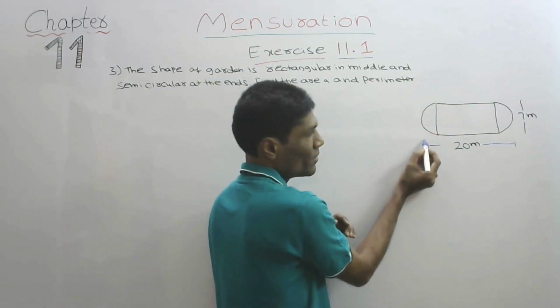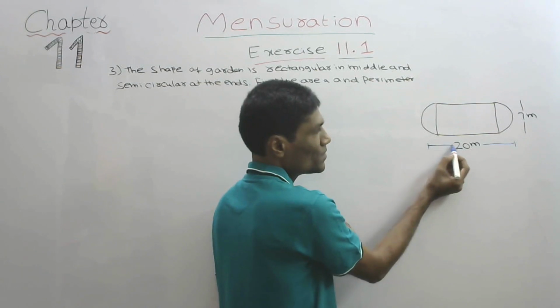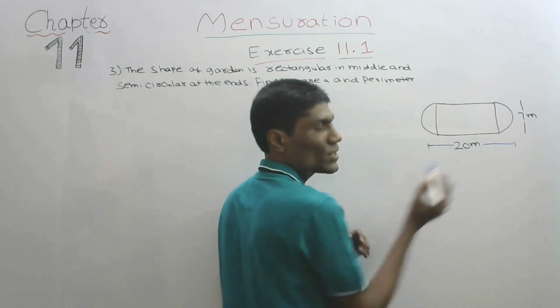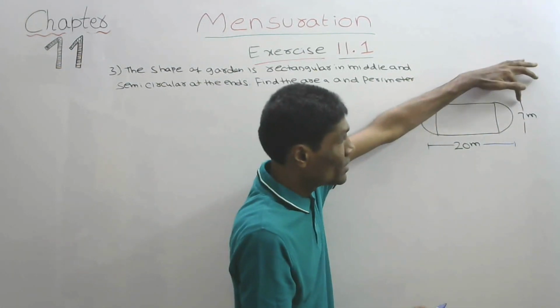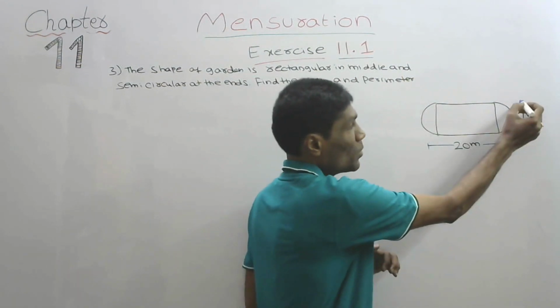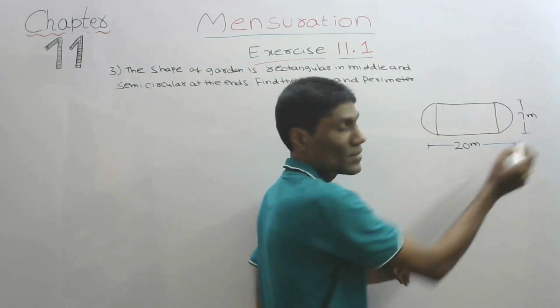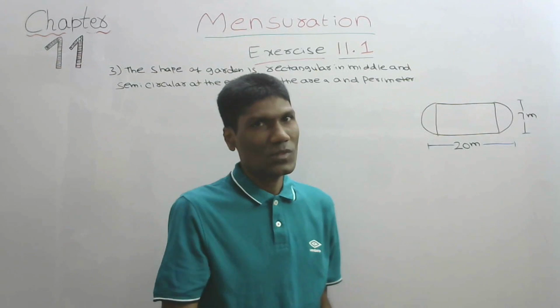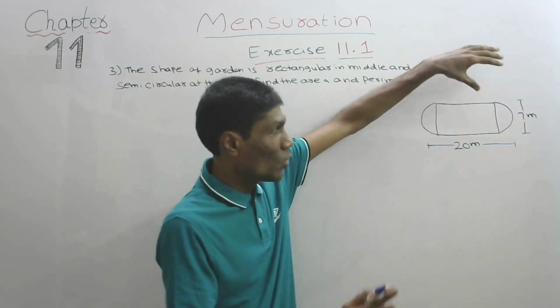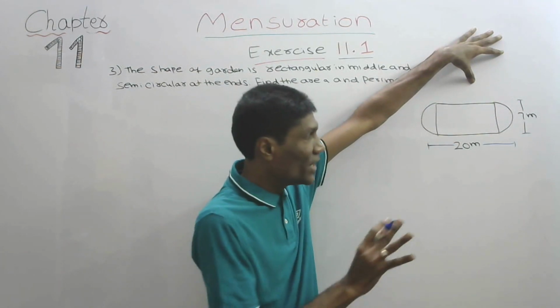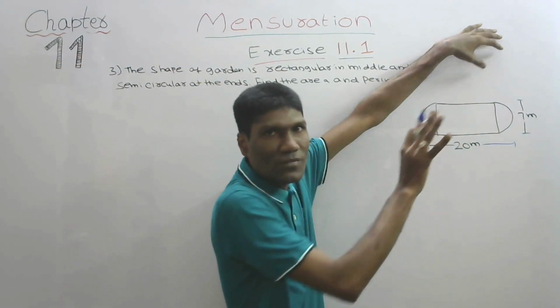And he says this is 20 meters, from here up to this. Up to this is 20 meters. And this is 7 meters up to this part. Now we need to find... first try to understand what we are going to do. We need to first find the area. First we will find the area.